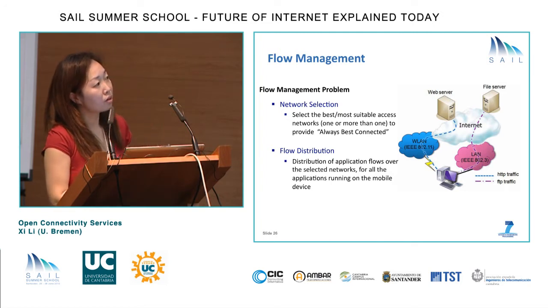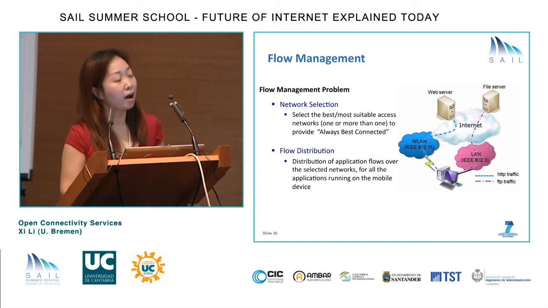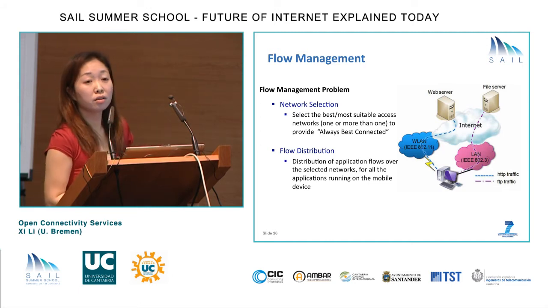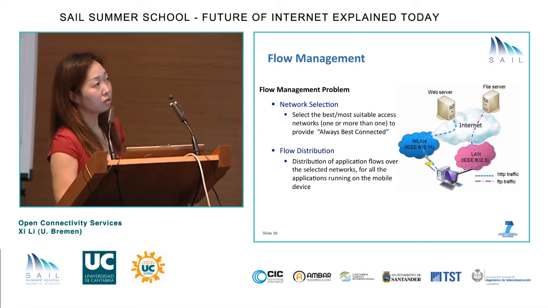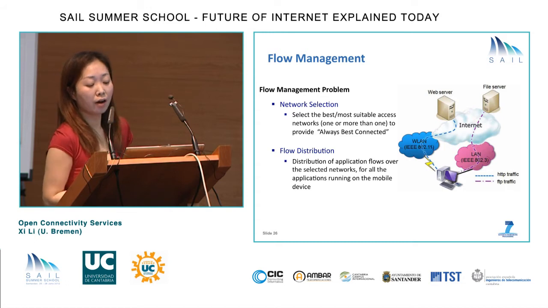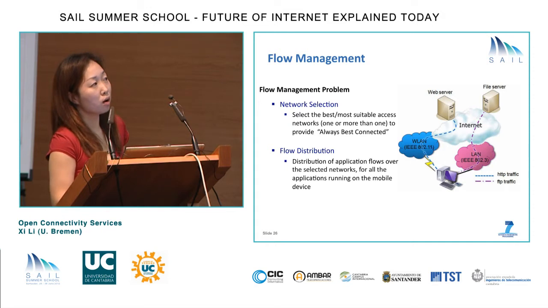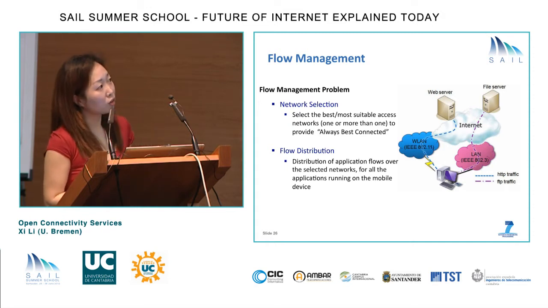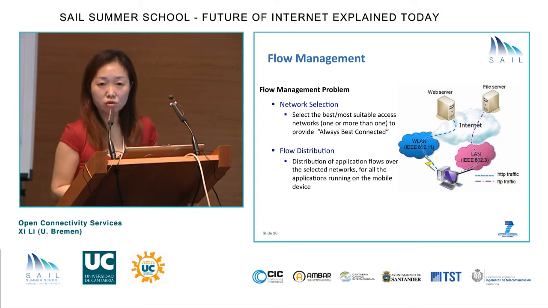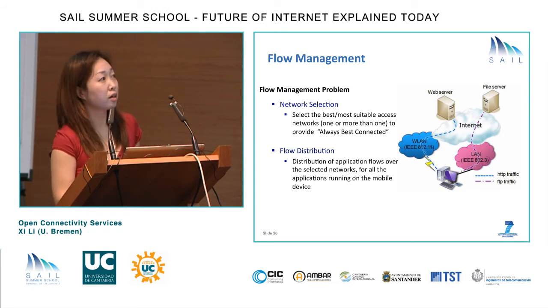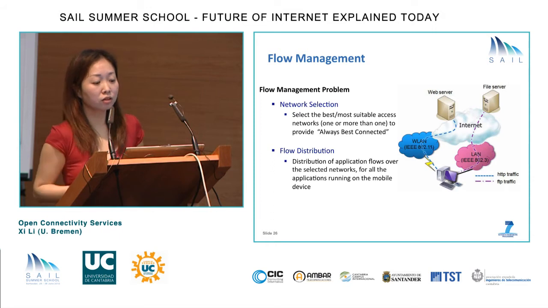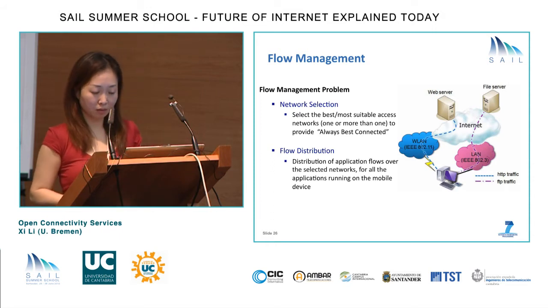As an example here, this user device could have two application flows. One is HTTP, one is FTP. In such a network scenario, the user could have two possible access networks. One is via Ethernet, and one is via wireless LAN. So the flow management can make the decision whether I'm going to distribute these two application flows over two different access networks. That's the task of the flow management.